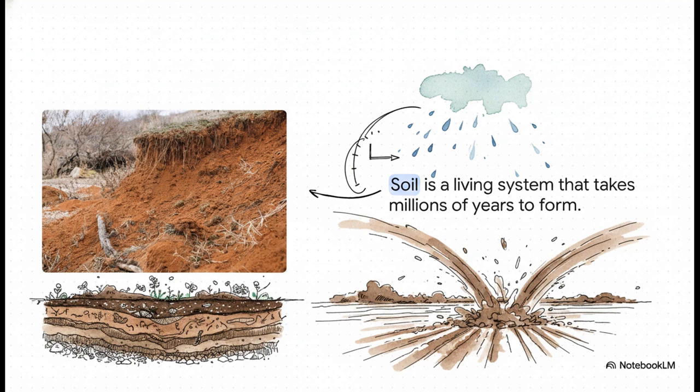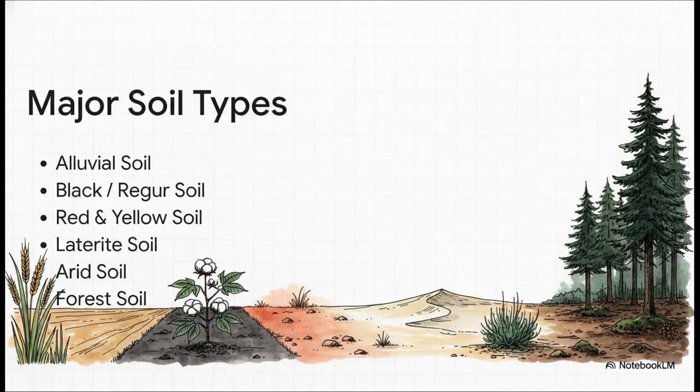Millions of years! Yet bad farming practices or a few heavy rains can wash all that history away in an instant. And India has amazingly diverse soils. Alluvial soil is the most widespread and fertile. It covers our entire northern plains. Then there's black soil, also called regular soil, heavily found in Maharashtra, and it is perfectly suited for growing cotton.